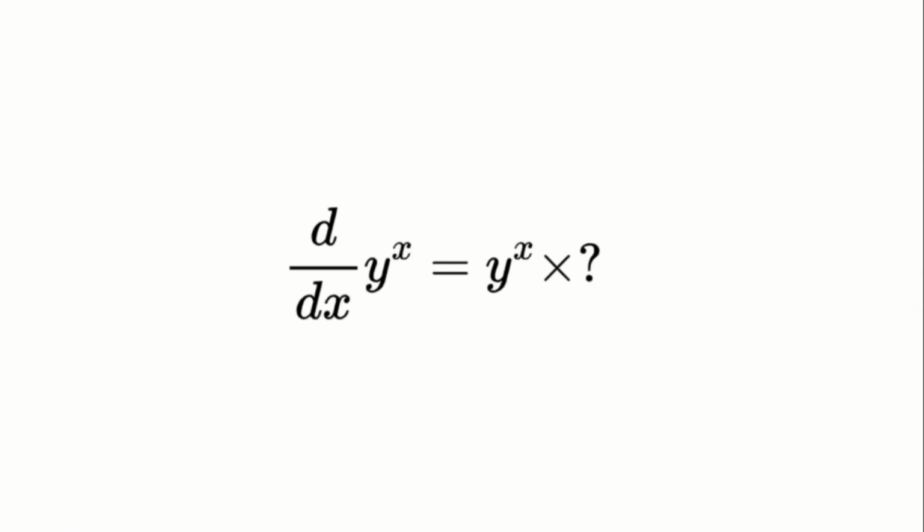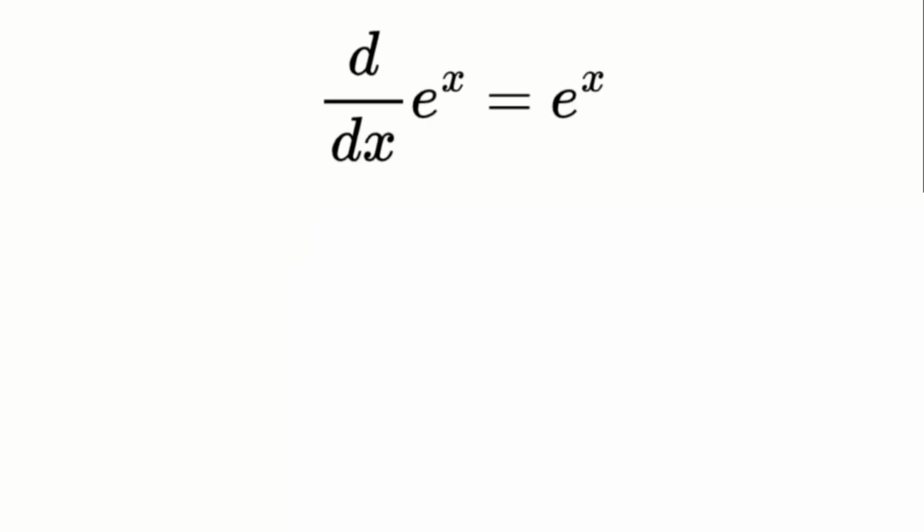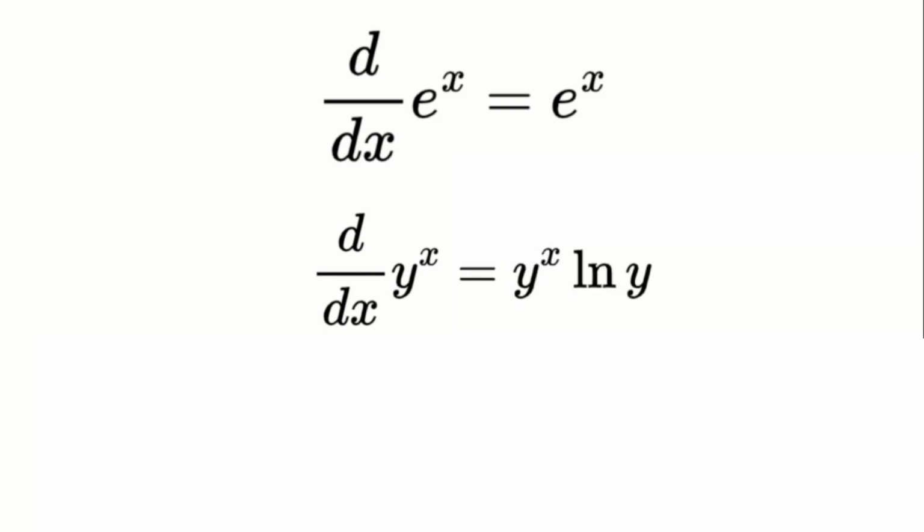Before we jump into the new method, let's quickly recap what we already know. In traditional calculus, the derivative of e to the power of x is simply e to the power of x. That's right. It's one of the most beautiful properties of the exponential function with base e. But what about y to the power of x, where y is any positive number? The derivative of y to the power of x is y to the power of x times the natural logarithm of y, where natural logarithm of y is written as ln of y. These results are fundamental, but they rely heavily on the natural logarithm and the number e. So what if we could find these derivatives without using e or ln? That's where the s function comes in.